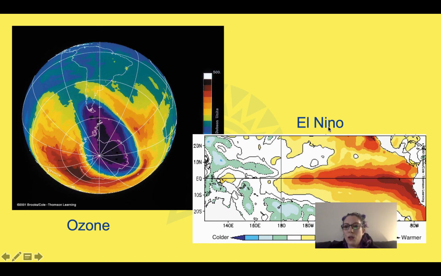Here's another graph showing you what El Nino will look like. I don't know if you guys will be able to see this because my face will be over part of it. But it's kind of interesting because if you look at the axes here, this is actually the equator. So this is going to be latitude and longitude on each one of these.